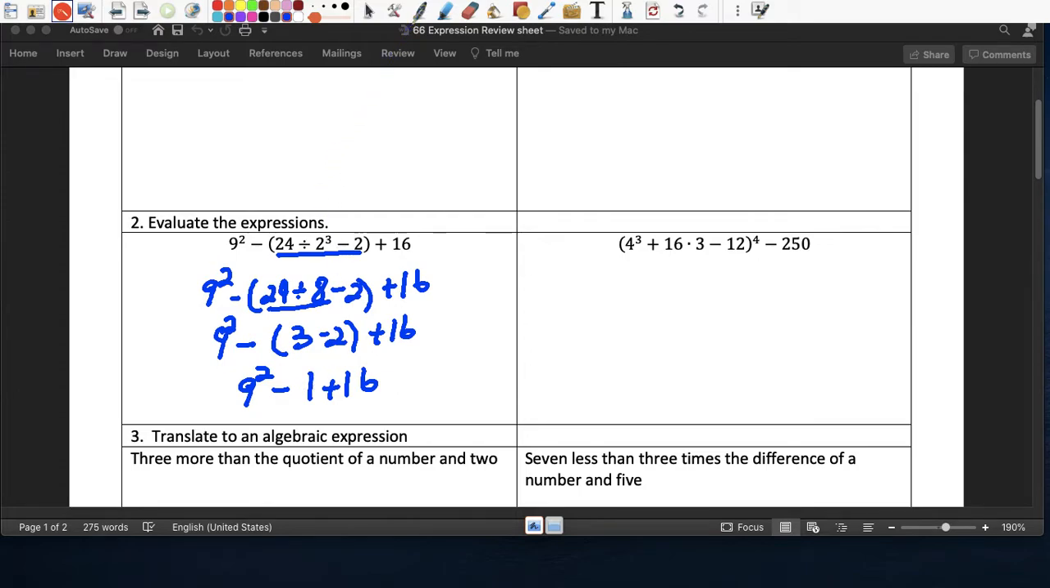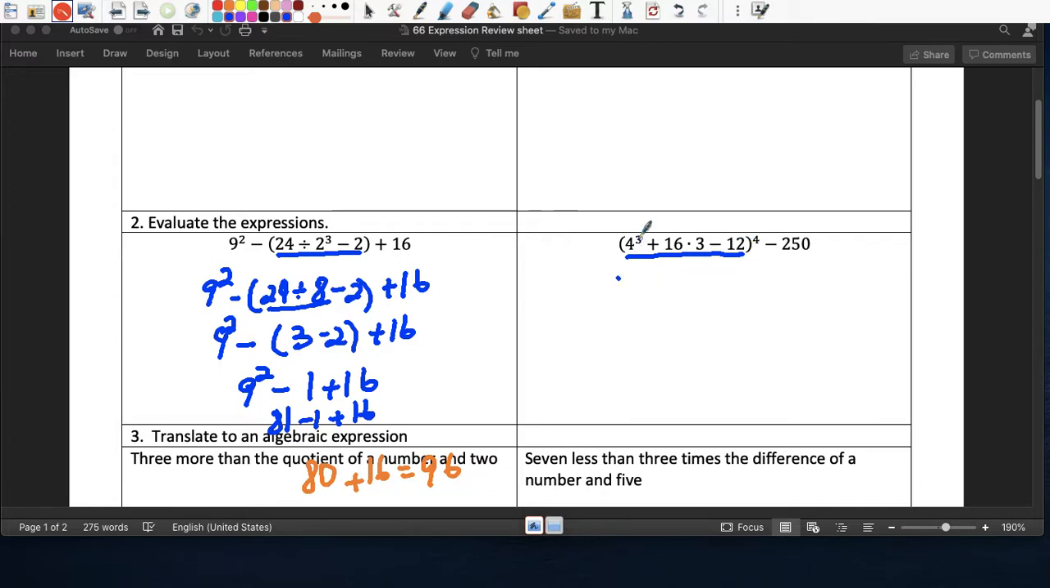Exponent, subtraction, or addition, we do exponent. So 9 to the second power is 81 minus 1 plus 16. I can finally do this. 81 minus 1 is 80. And then plus 16, me sale 96. That one was easy.